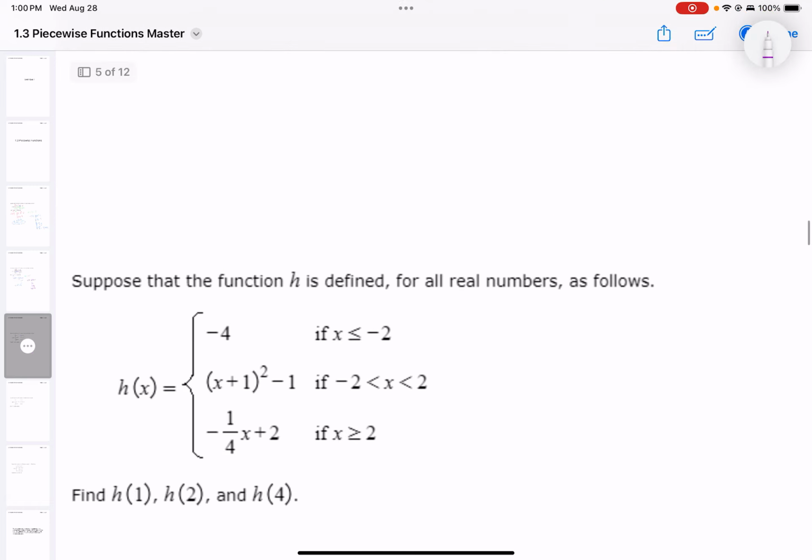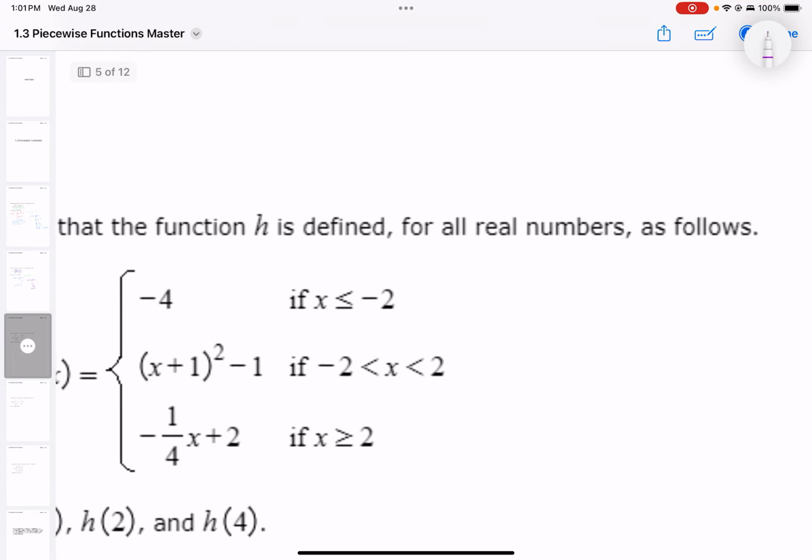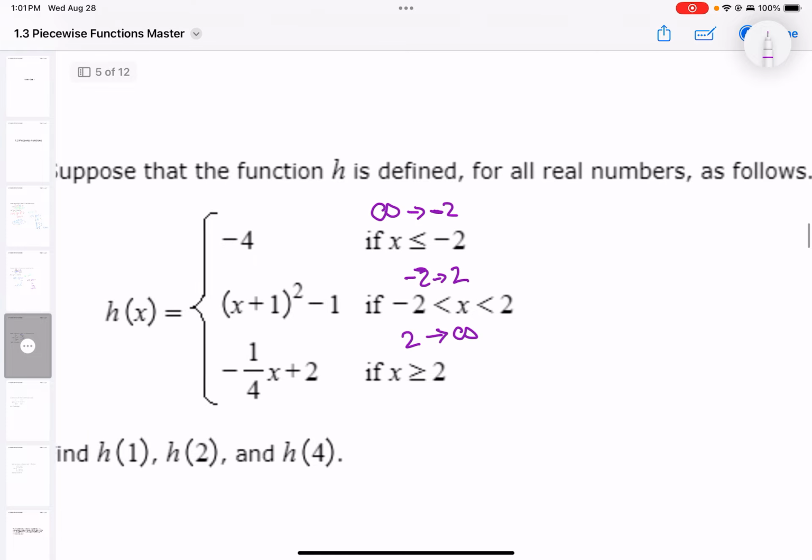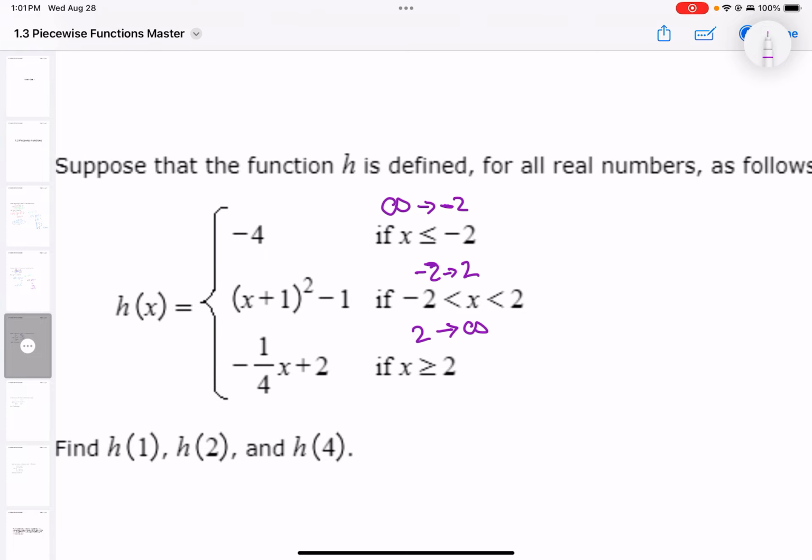Let's look at this next one. This one has 3, and we're going to be satisfying some different requirements. So if my number is less than -2, so like infinity all the way to -2, this one's -2 to 2, and this one is 2 to infinity and beyond.